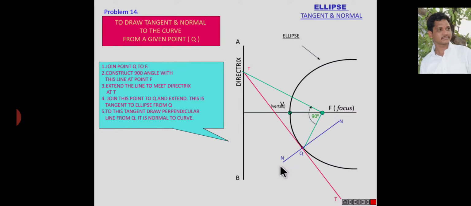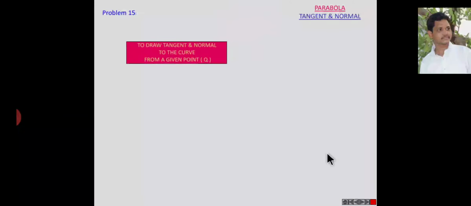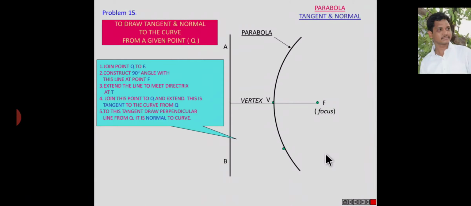A similar procedure applies for parabola and hyperbola sections also. In the case of a parabola, same procedure. Consider point Q on the parabola, join Q and the focus point like this, and draw a perpendicular line like this, and join these endpoints. This is the tangent line. Draw a perpendicular line to the tangent. This is the normal line.